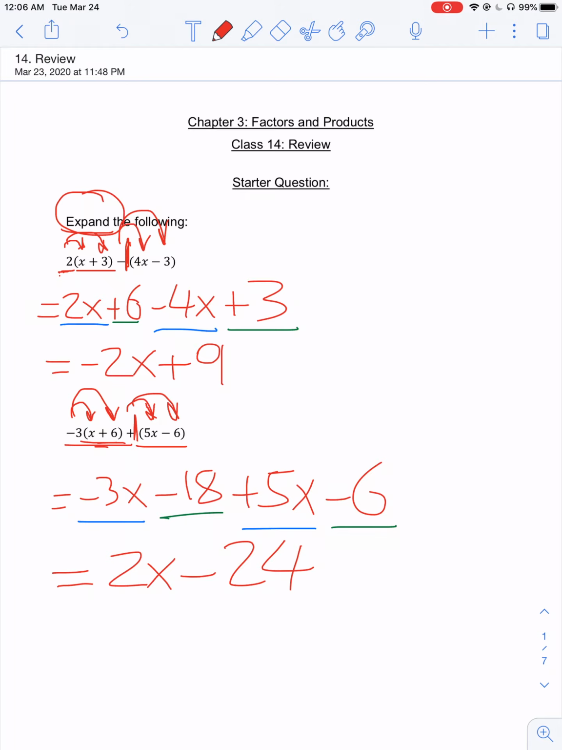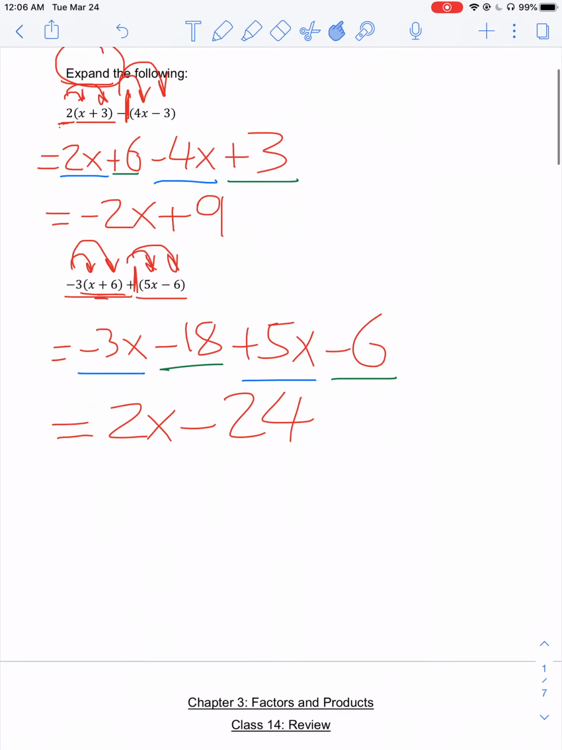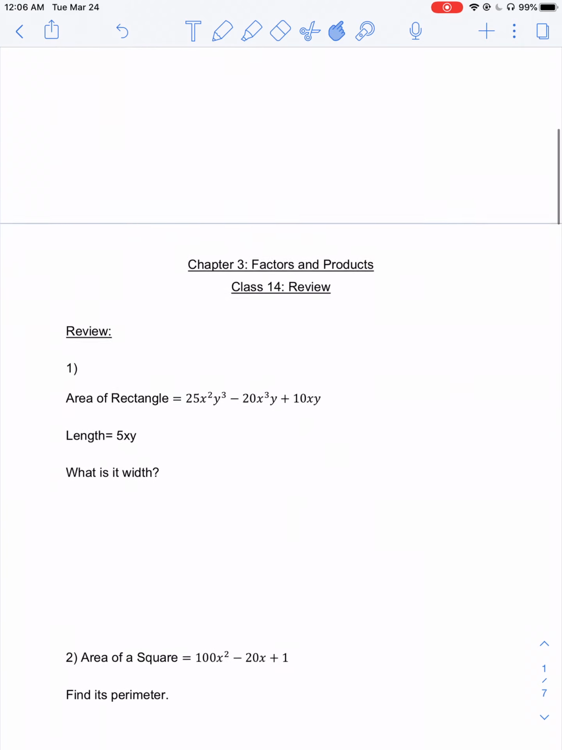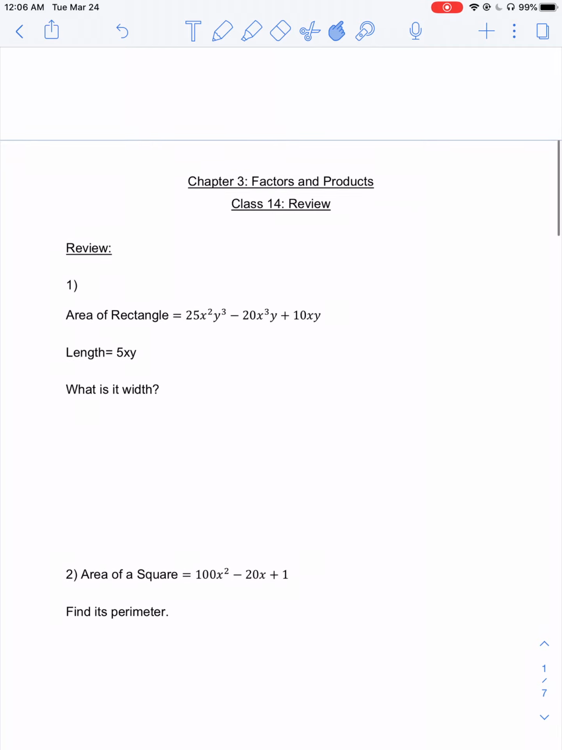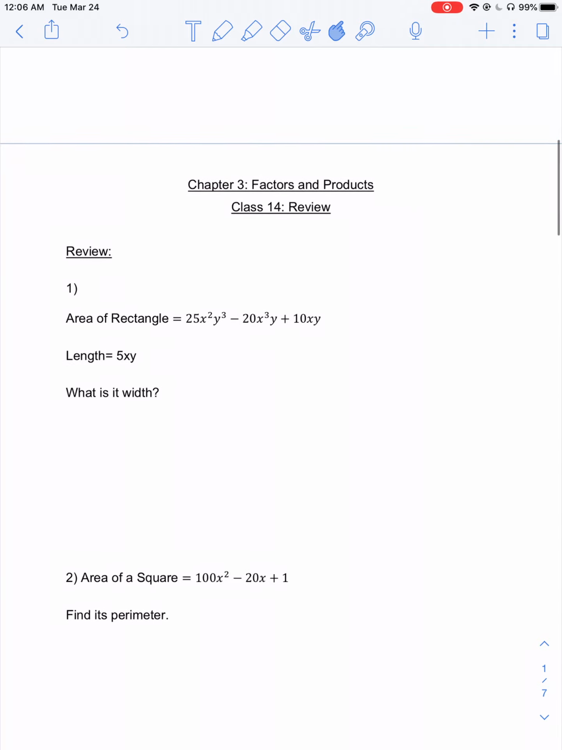Now let's move on to the next question. So these questions are slightly more challenging, okay? So let's read the question. The area of the rectangle is given by this algebraic expression, okay? Now they are telling you that the length of this rectangle is 5x. You have to find the width, okay?